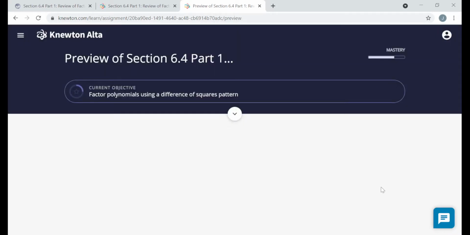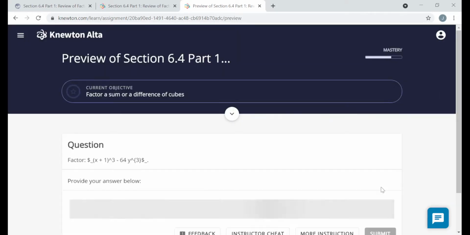All right. The next one is on a sum or difference of cubes, which again I'll write out the little formulas for. So I'll write this problem out, and we'll come to it on a piece of paper, and I'll talk about sums and differences of cubes.